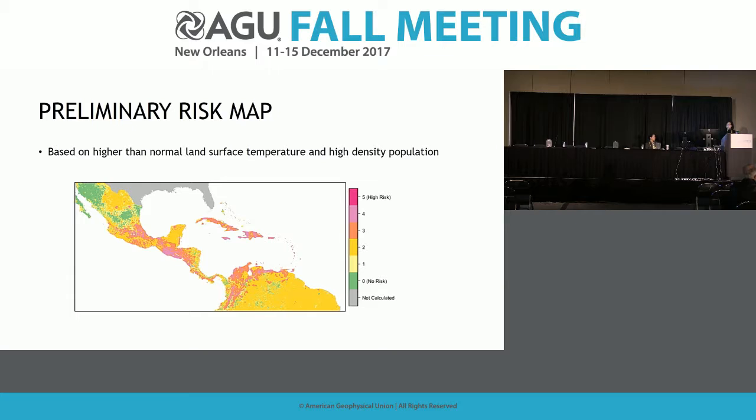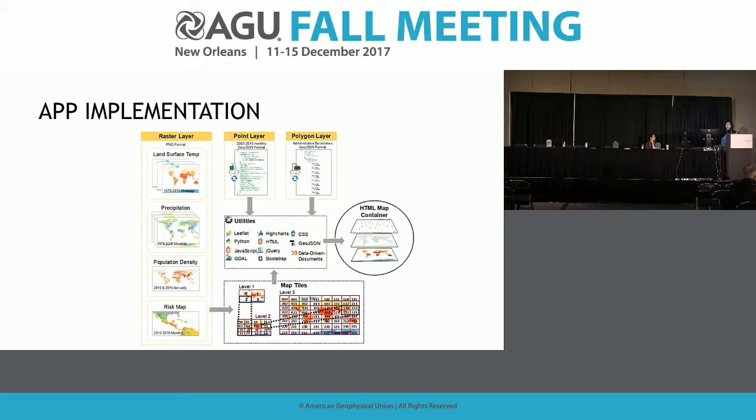Once we have this, we implement our analytics and also our maps in the app. This needs to be in a specific format. For raster layers, we have to put them in PNG, and then we have what we call map tiling. This is just to enable efficient zooming in and zooming out by the user, and to be able to move up and down, left and right efficiently.